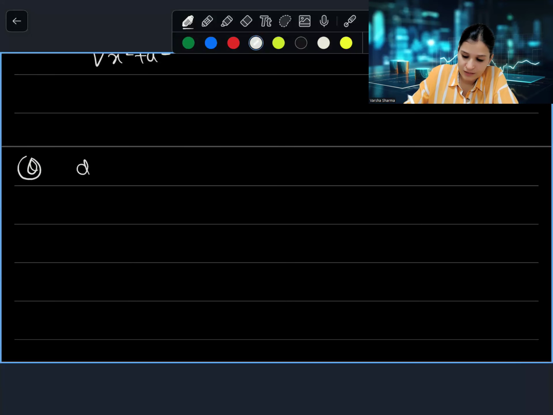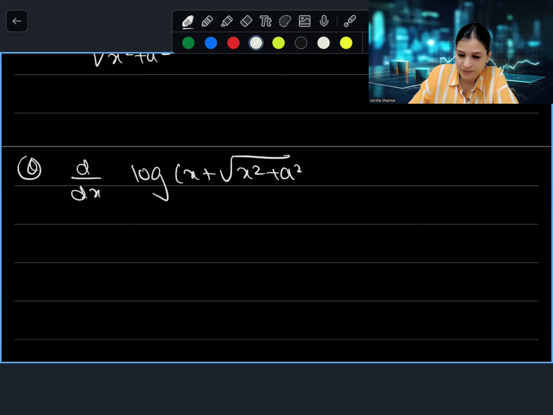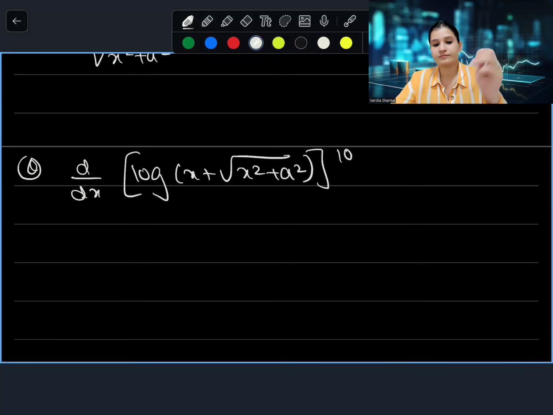Question. Differentiation of log x plus root over x square plus a square, whole power 10.